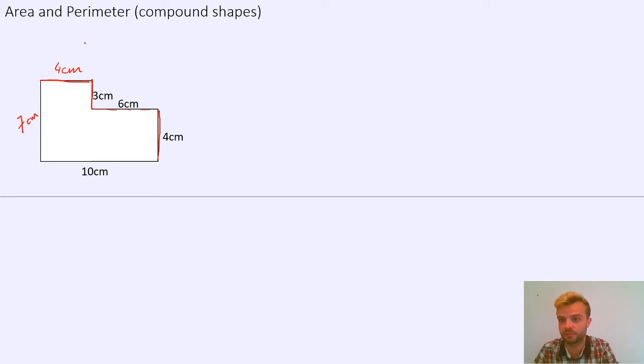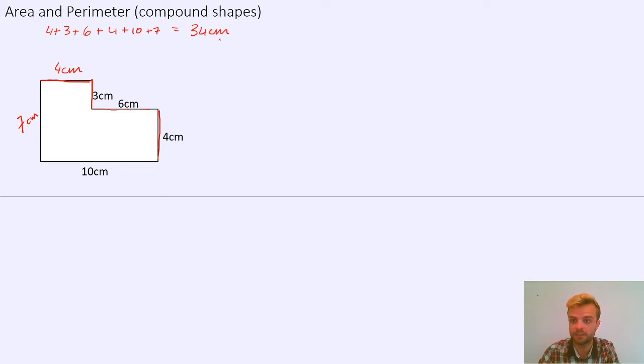And then we can find the perimeter by just adding up all those lengths around the outside. We would do 4 plus 3 plus 6 plus 4 plus 10 plus 7, which equals 34. So the perimeter would be 34 centimeters.